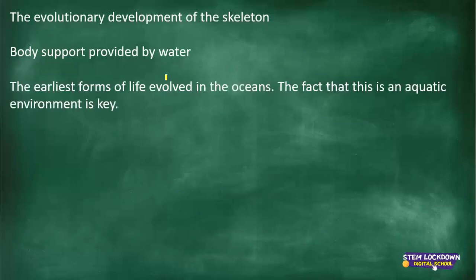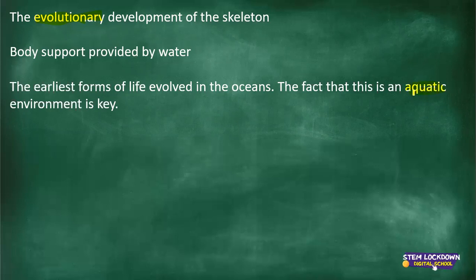Okay, the evolutionary development of the skeleton. We have the body support provided by water. Here, with the one we are discussing now, this is the body support provided by water. We are explaining in detail how the skeleton developed over time. The earliest forms of life evolved in the oceans. The fact that this is an aquatic environment is key. Remember that, in the oceans, it's an aquatic environment.